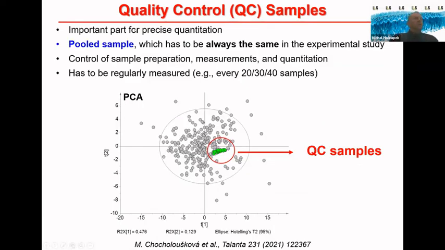Quality control for all studies: we first prepare a so-called pooled sample. It means that we mix all healthy and all disease samples, or for large studies, a certain portion of them, to prepare a so-called pool sample, which is then regularly injected after 20, 30, or 40 samples. And you see here in this principal component analysis graph that all these points should be in one area as a proof that you do your analysis reproducibly.